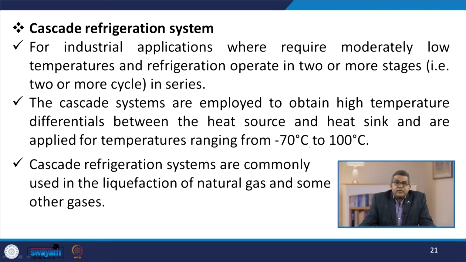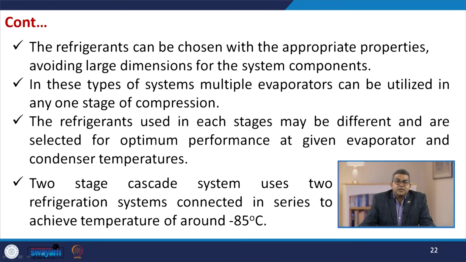Cascade refrigeration systems are commonly used in liquefaction of natural gas and some other gases. The refrigerants can be chosen with the appropriate properties, avoiding large dimensions for the system components. In these types of systems, multiple evaporators can be utilized in any one stage of the compression. The refrigerant used in each stage may be different and is selected for optimum performance at given evaporator and condenser temperatures.